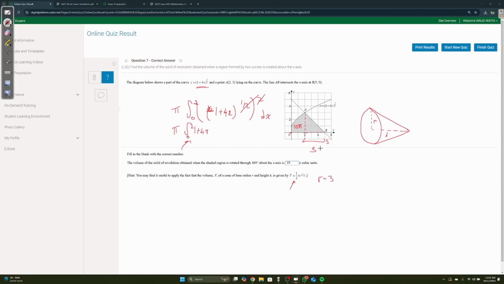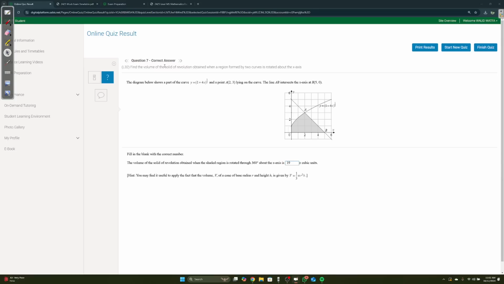But in the exam, it mattered. It was different. I remember it was different. So you use the volume 1 over 3 pi r squared h, so 3 squared times 3. So you're going to get 9 pi. Now you add 9 pi and 10 pi, and you get 19 pi units cubed.